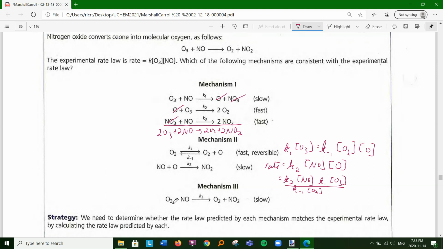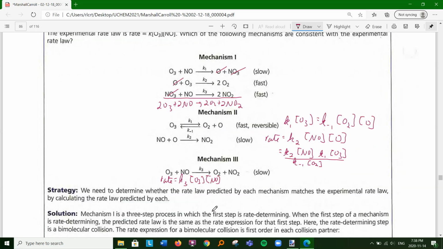Then the third one, rate equals K3 times O3 times NO. That looks like that's the winner. Let's see what we have here.